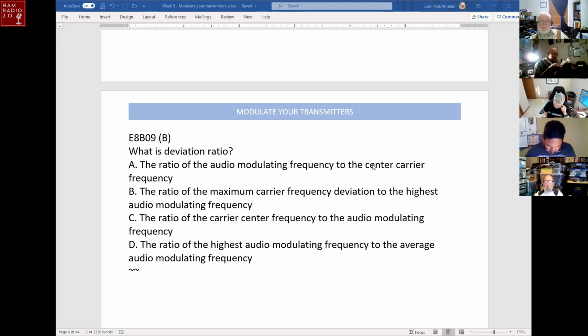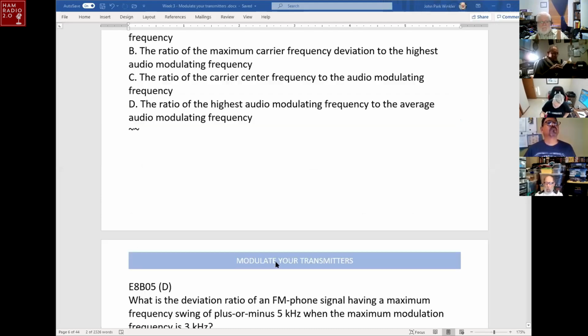And the carrier frequency has nothing to do with it here either. It has nothing to do with just the frequency components of the audio. It's the ratio between the deviation and the audio modulation.